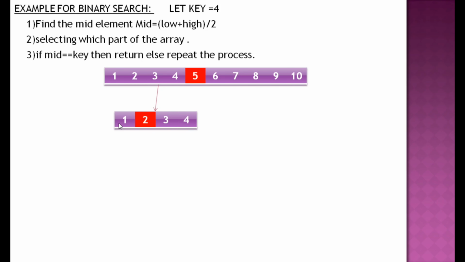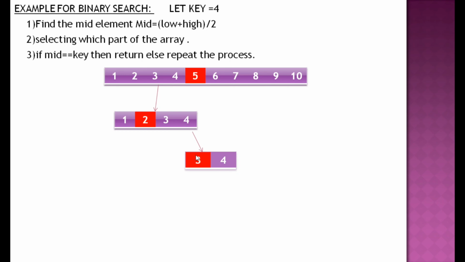Again it finds the mid element: indexes 0, 1, 2, 3, so 3 by 2 is 1.5, and it takes the integer value, so its value is 1. The element at index 1 is 2, which is compared with 4. Since 2 is less than 4, and 4 is greater than 2, it searches in the right sub part.